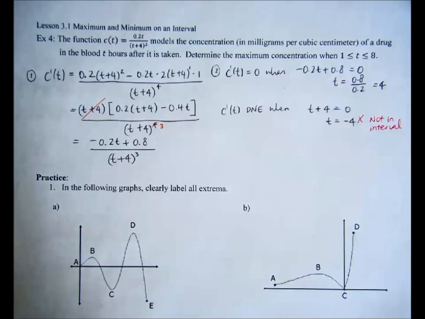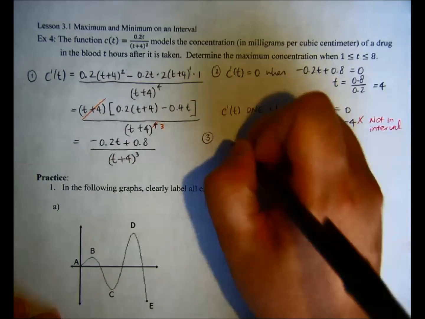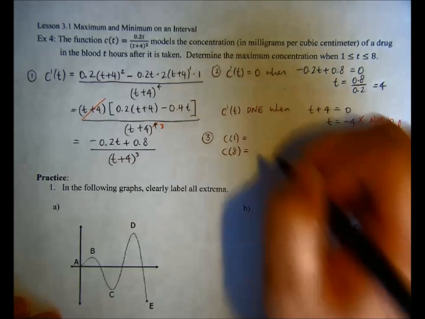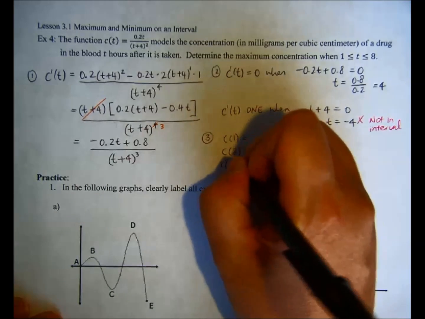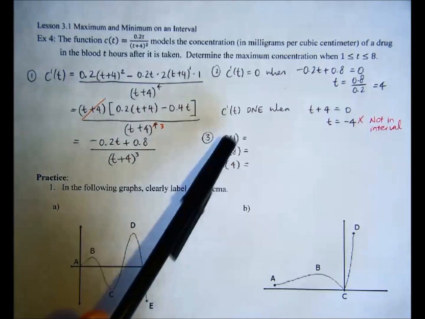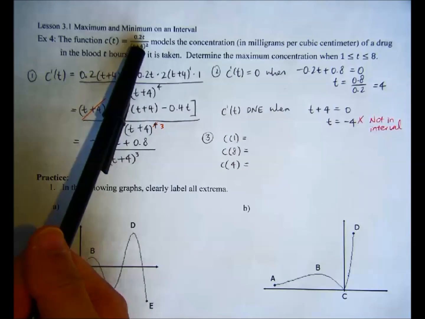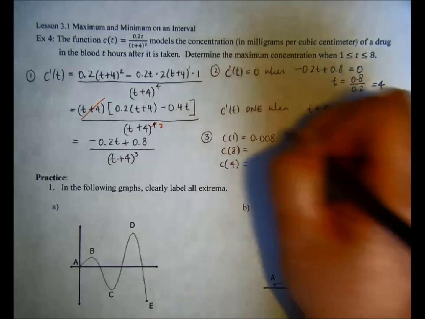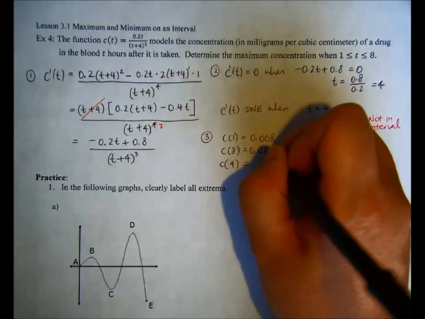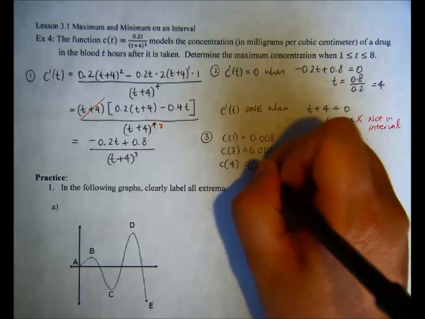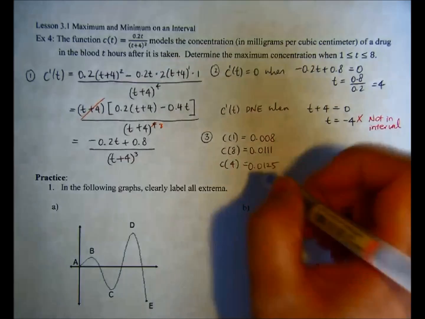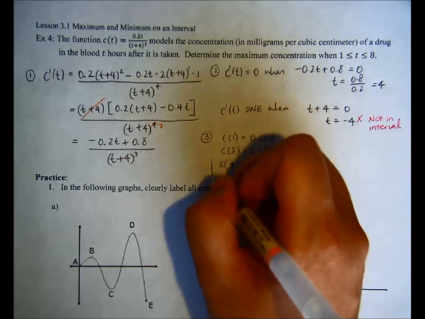So then that leaves me with 3 points to check. I need to figure out c of 1 and c of 8, those are my endpoints, and c of 4, my critical point. Okay, so just plug in 1, 8, and 4 into the original function and get back the y values. These would be 0.008, 0.0111, and c of 4 is 0.0125. So we can see that the maximum is going to occur at t equals 4.